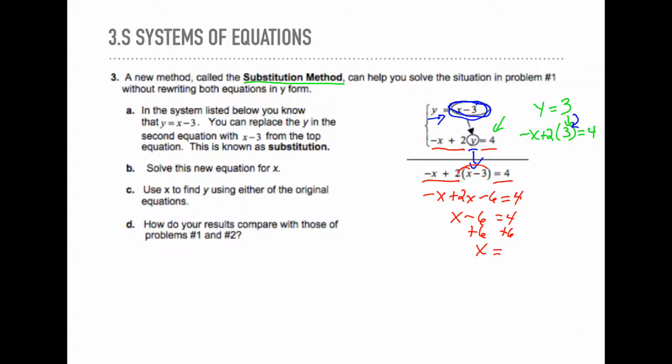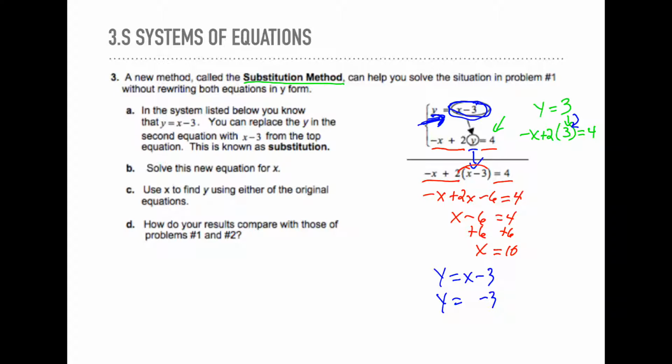Now when I'm solving a system of equations, I'm not only looking for x, but I want to find the x and the y values. So once I know what x is, I can go back to this first equation that we had up here and plug it in. Now it shouldn't matter what you plug it into, but you want to plug it into the easiest, and it's definitely by far easier to plug it into that top one. So we've got the equation y equals x minus 3, but now we know exactly what x is. x is going to be 10.